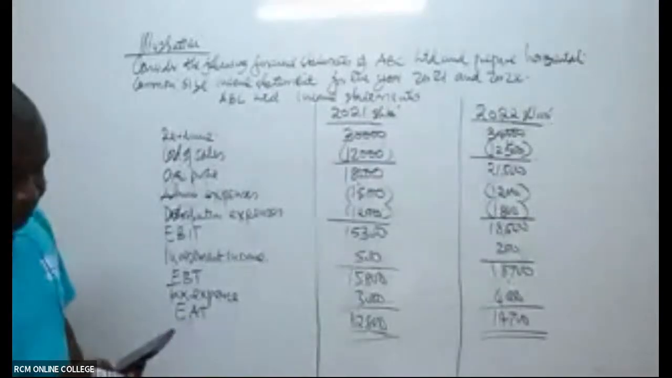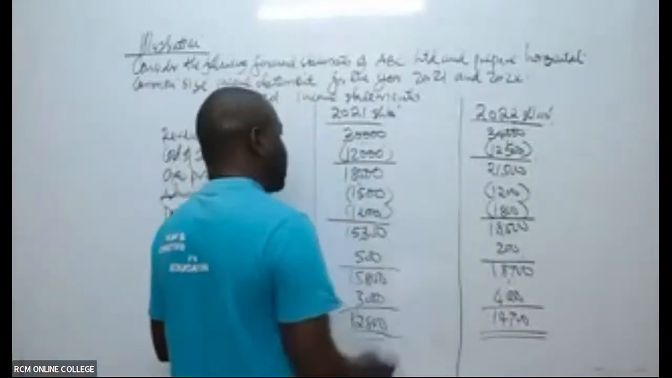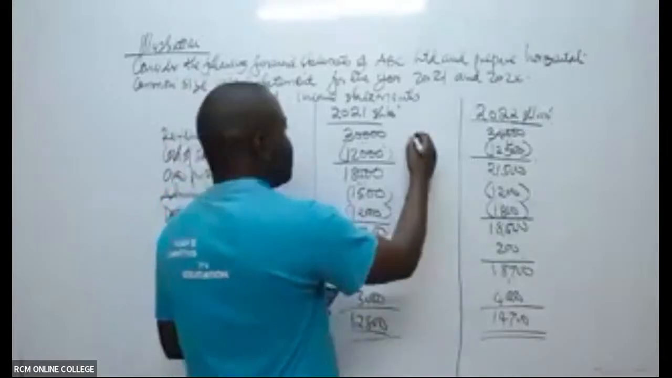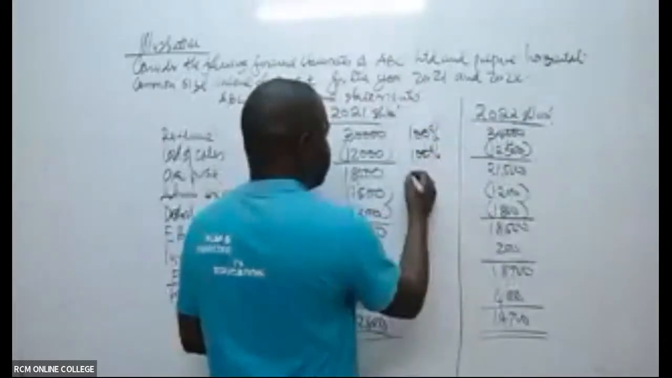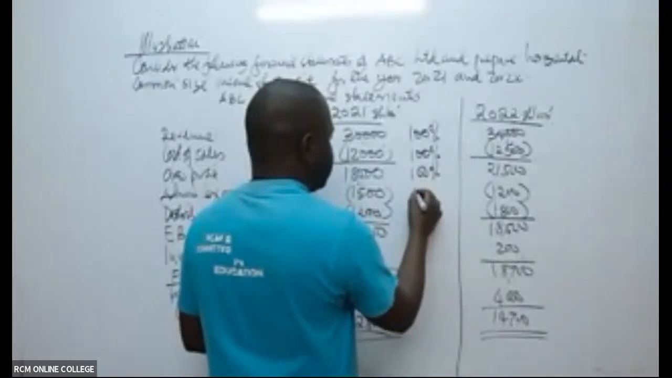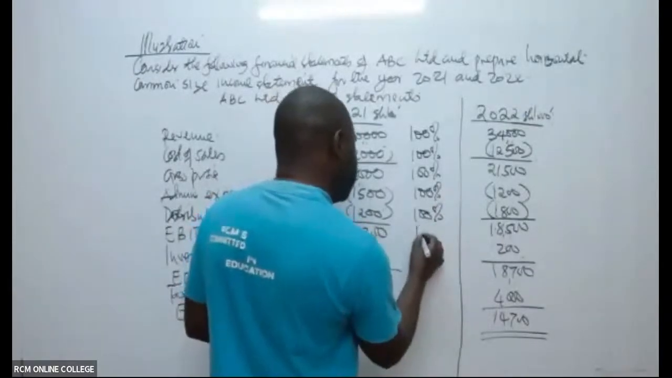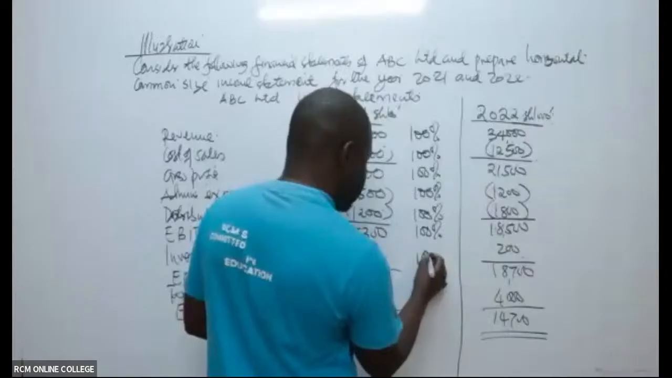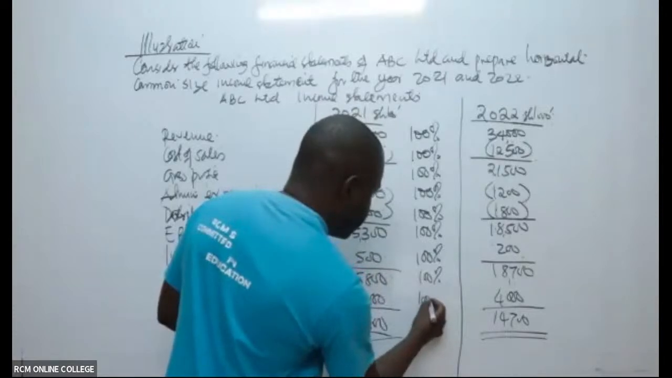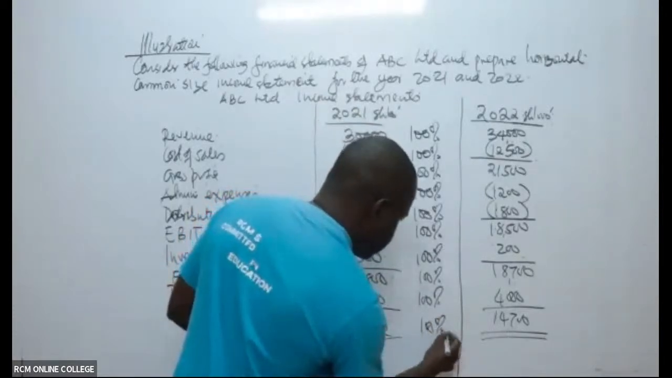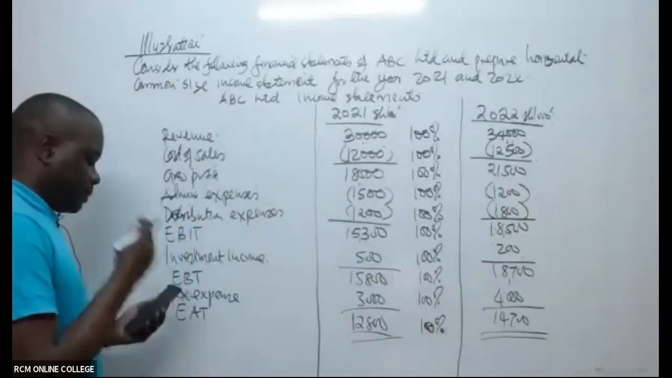So here you can draw another statement, and make all of them 100%. So these ones will be 100%. All of these ones will be 100%.